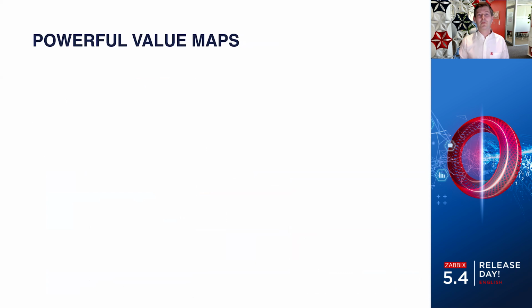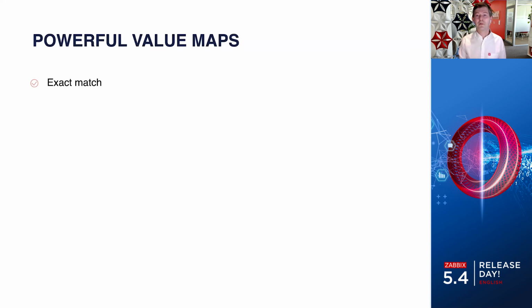In Zabbix 5.4, we have introduced some changes related to value maps. So what is a value map? A value map is basically a way to make the values collected by Zabbix, quite often just numeric values, human readable. For example, we monitor some service state that returns 0, and we understand that 0 is down or 1 is up. So we can define value maps based on exact match. That's how Zabbix works currently.